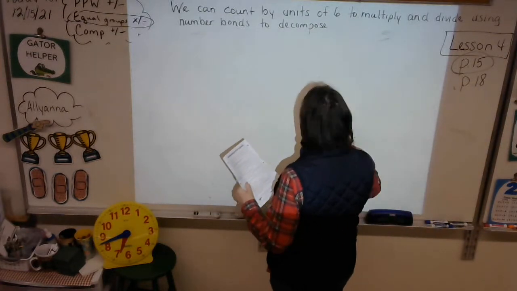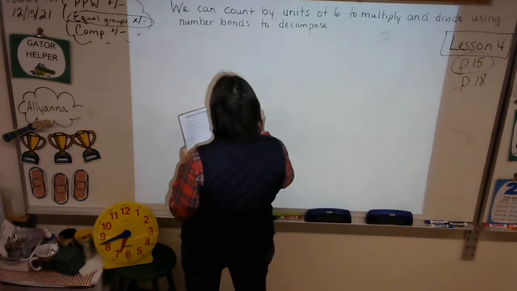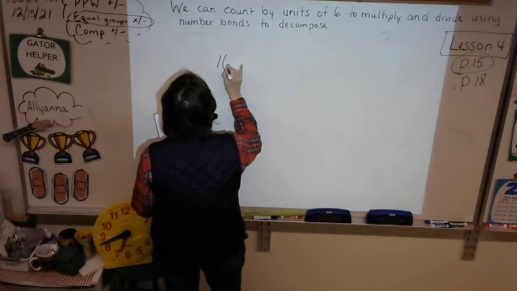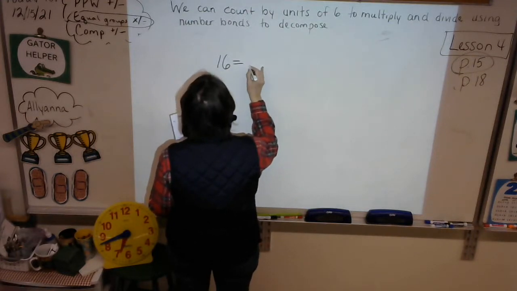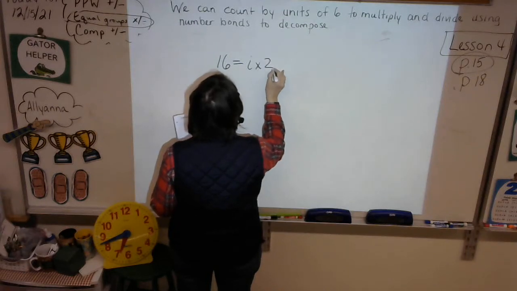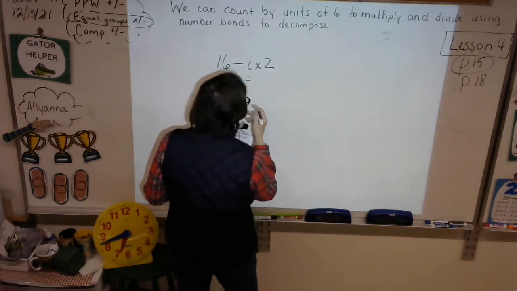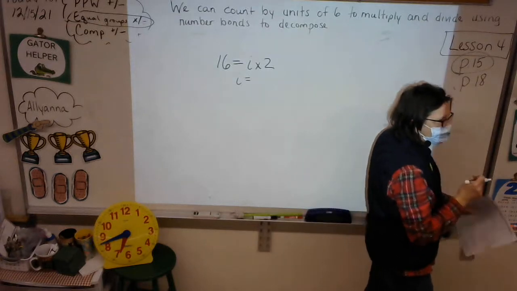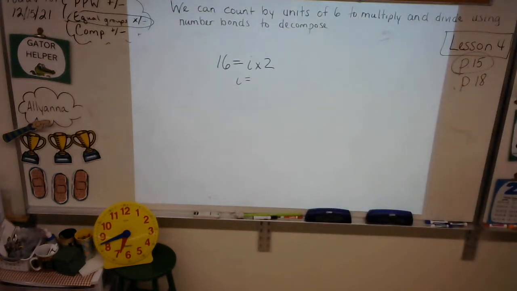Two more. Oh my goodness. I think we're going through the whole alphabet here. Here's one of those ones that is tricky. 16 equals I times 2. What does I equal? Take a second and think about that one. 16 equals I times 2. I.